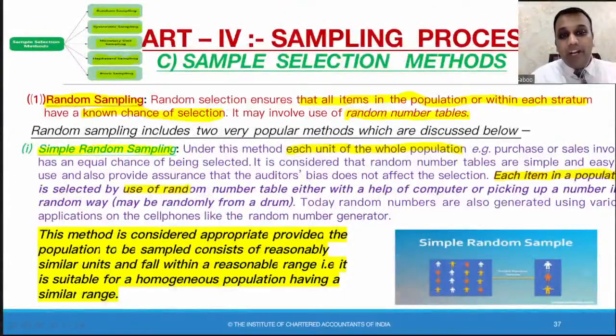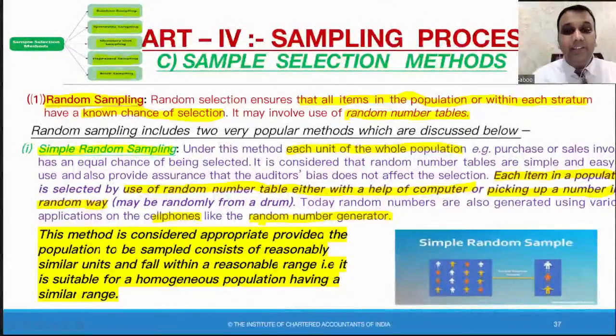is selected by the use of random number tables, either with the help of a computer or by picking a number in a random way from a bowl, like roulette wheel games, lottery games, or when you pick slips from a bowl. 40 students write their names on chits, all chits are jumbled up in the bowl, and you pick one slip. We used to play these games at birthday parties and at school. Today, random numbers are generated using various applications on cell phones, like the random number generator. Who would have thought Tambola or Housey could be played on cell phones as well? The lockdown period during COVID made that happen as well.